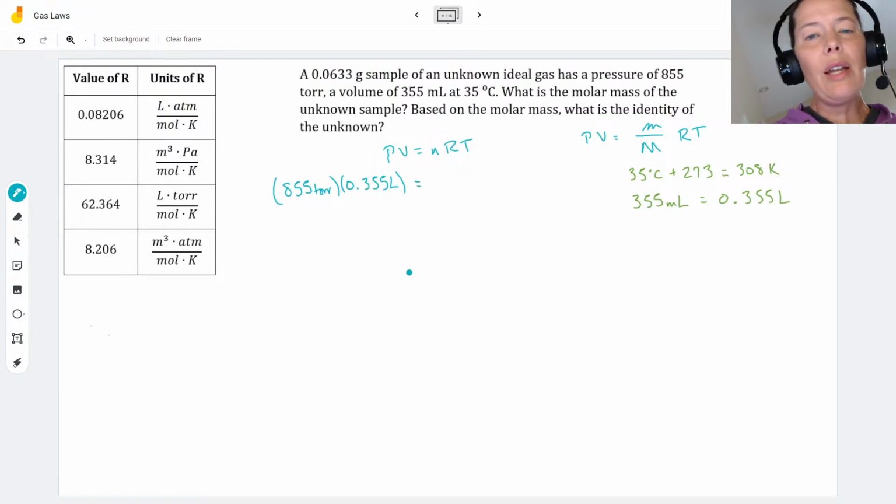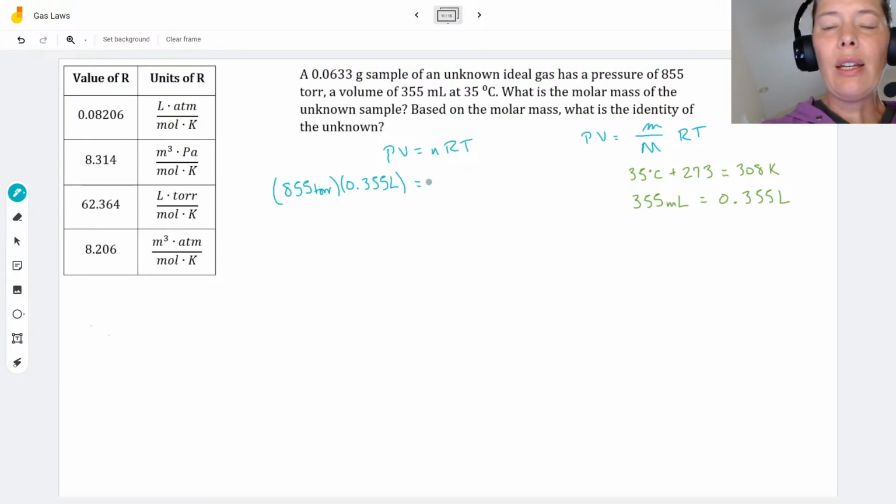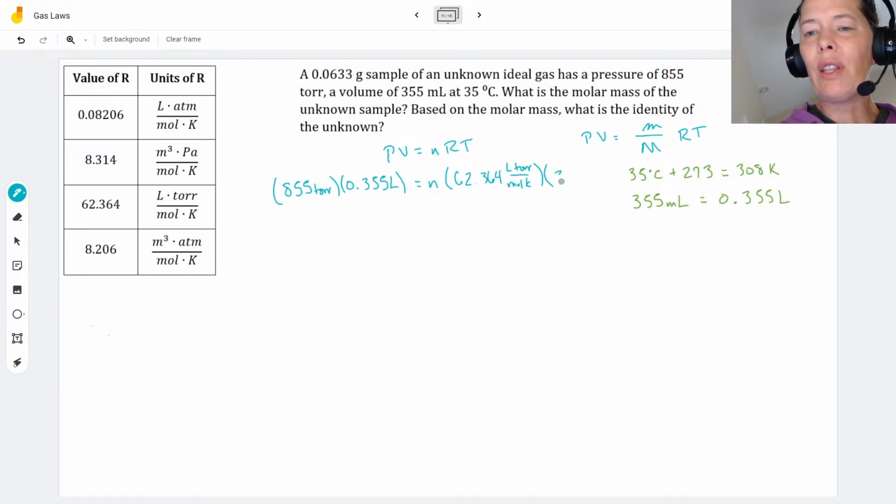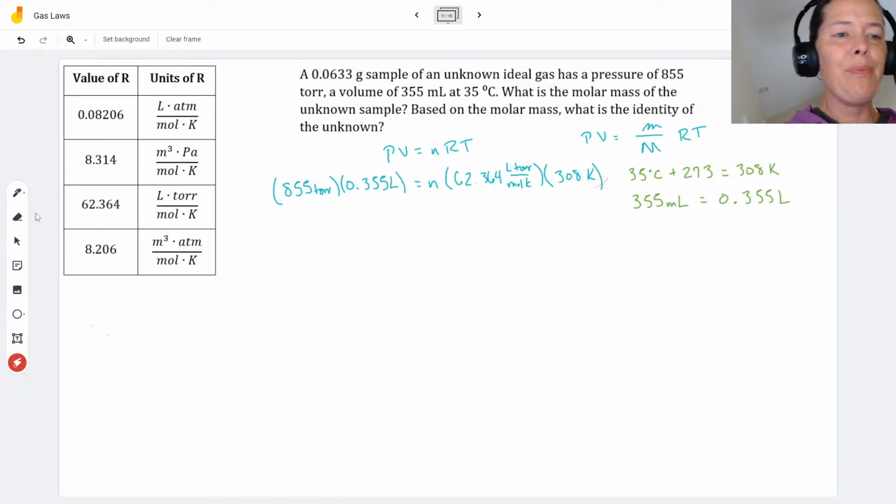We do not know our value of n, so I'm just going to leave that as n. Because I have torrs and liters, again, I'm using a different value for R here. I'm using 62.364 liter torr over mole K. And of course, my temperature I did convert, that is 308 Kelvin. All right, so just to make sure my units are matching, torr and torr, liters and liters, mole, which is going to be n, and K here.